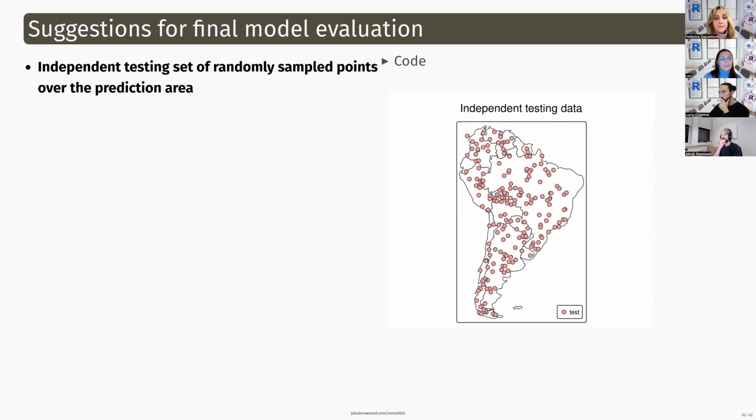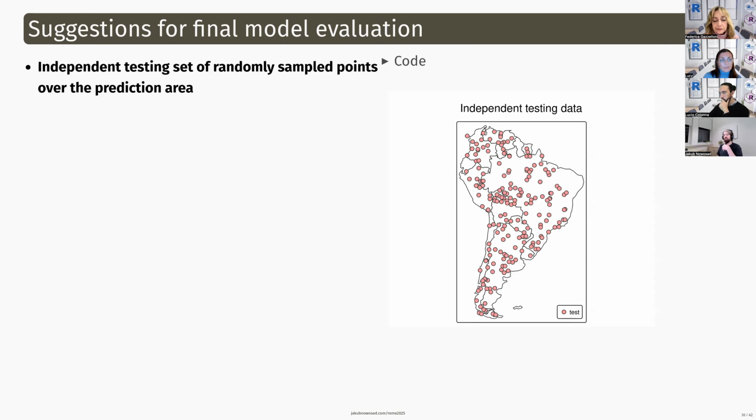So let's maybe take a step back and think about this problem in general, and think about different scenarios. What are the scenarios we could find in real life, and how should we adjust to those scenarios? The most optimistic scenario, which happens in some fields or domains, and in some domains is almost impossible, is that you have an independent testing set all over the prediction area.